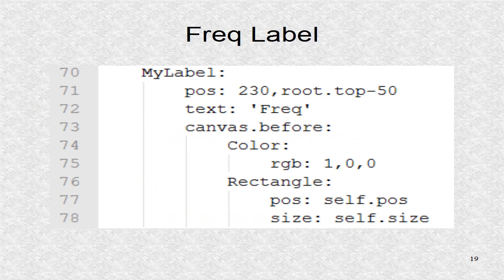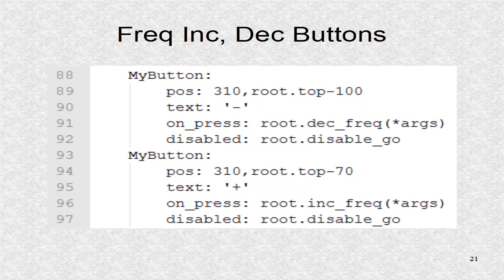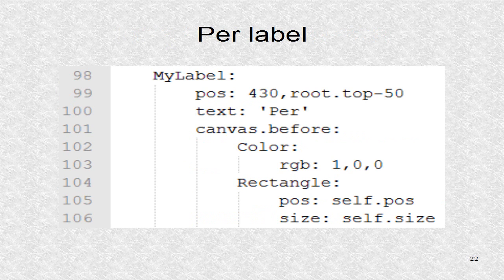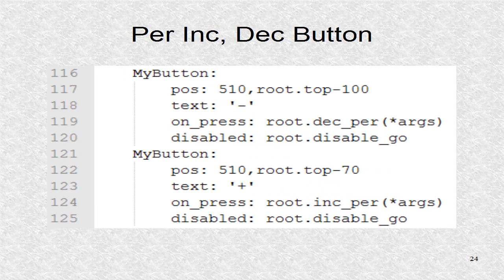We define the label with the word FREQ. It will be over the frequency value. The actual frequency value is placed inside this label. These buttons will either increase or decrease the frequency by 0.1. The PER label is shown above the PER value. The period value stands for the number of periods of the sine curve that will be drawn. The actual value of period is shown in this label. These buttons either decrease or increase the period by 1.